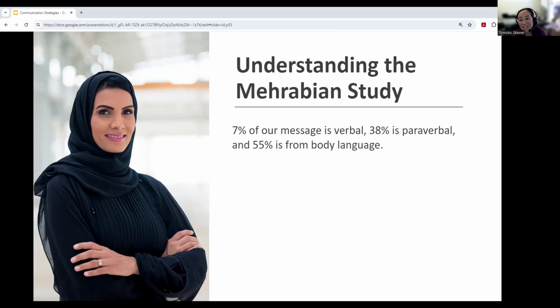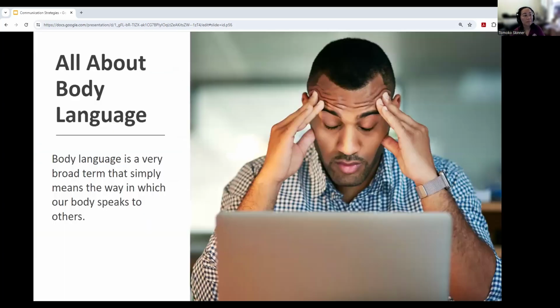Now, we know this is not true in all situations. If someone is speaking to you in a foreign language, you cannot understand 93% of what they're saying. Or if you're reading a written letter, you are likely getting more than 7% of the sender's message. What this study does tell us is that body language is a vital part of our communication with others. With this in mind, let's look at the messages that our body can send.